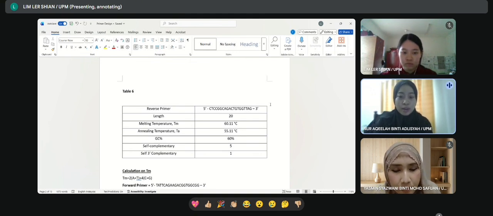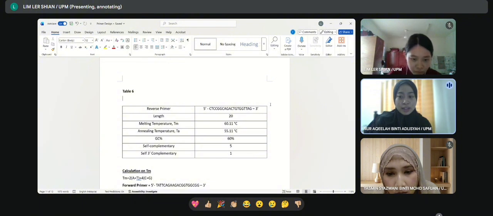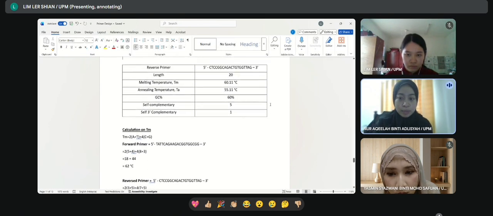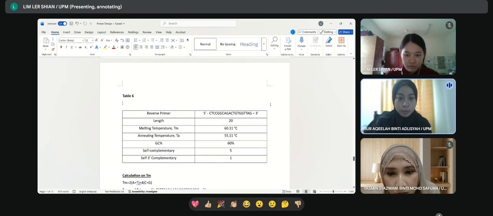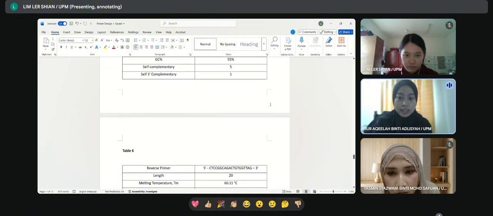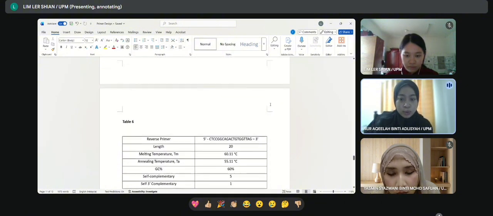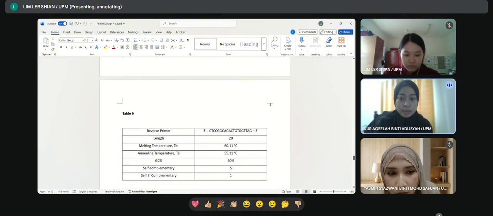So in terms of secondary structure, the major factor in choosing pair 9 is the stability of the ends. The self 3' complementarity is only 1 for both primers. This is an extremely low value, which is vital because it prevents primer dimer formation at the 3' ends, which would otherwise interfere with our qPCR quantification.